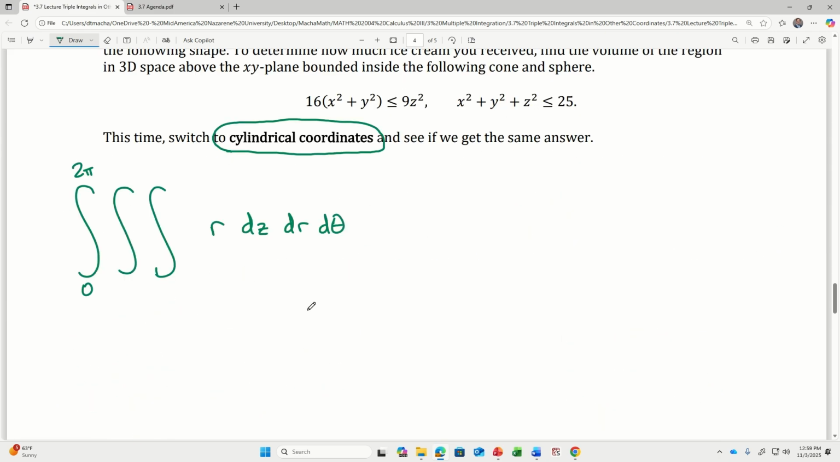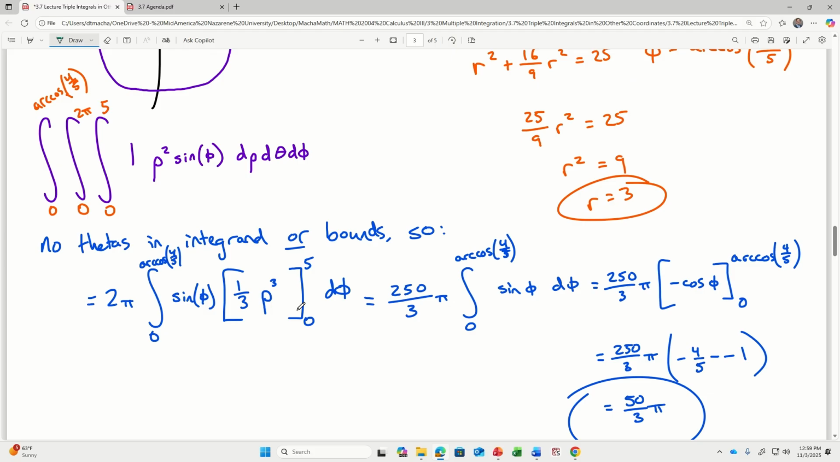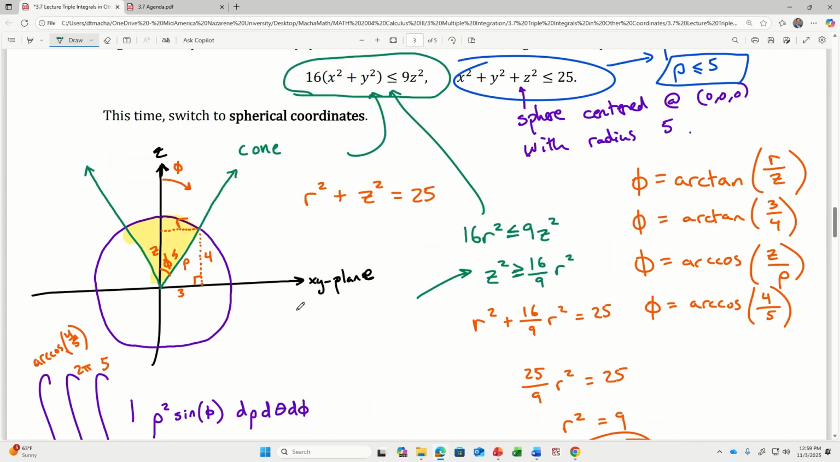I don't want to mention the z variable here because z's on the inside. And so we can't mention any z's in my bounds on r because otherwise it wouldn't get removed by integration. So we're not gonna worry about this.